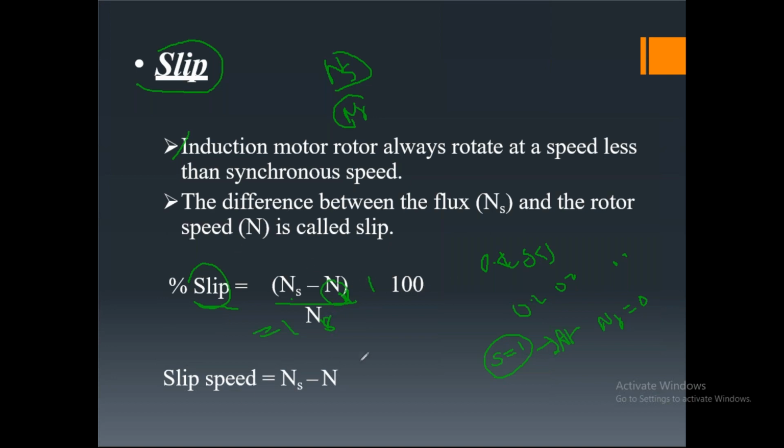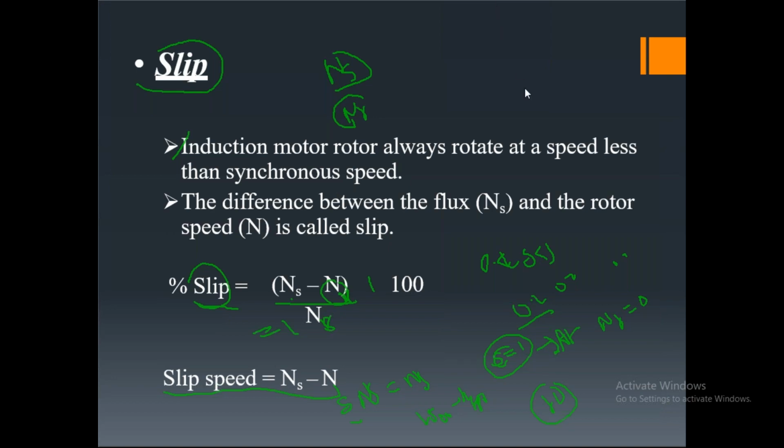When the rotor starts rotating, it gains some value. At that time the slip varies between 0 and 1, and s into Ns we call the slip speed, and its formula is Ns minus Nr. For example, if you subtract 1490 from 1500 rpm, you get 10. So here 10 is the slip speed, that is, how much the rotor speed has slipped from the synchronous speed, and this is denoted by this formula.